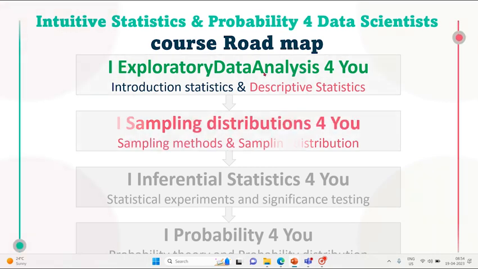So data transformation, summarizing the data, organizing the data, and adding additional categories. That's what we have seen.